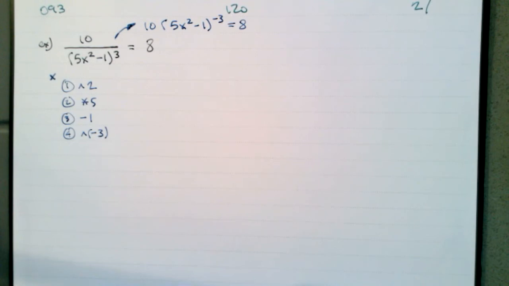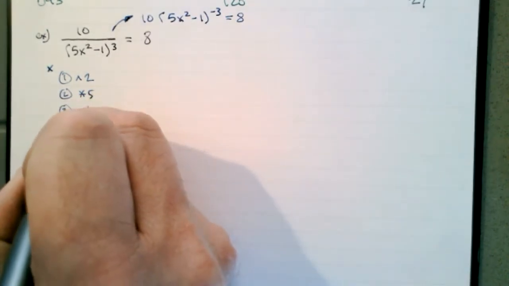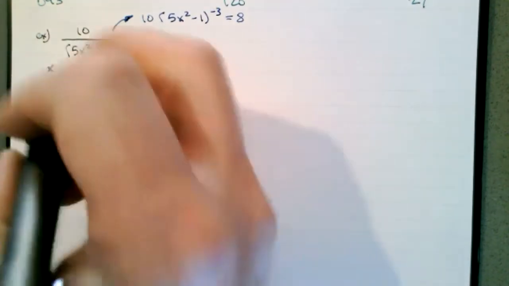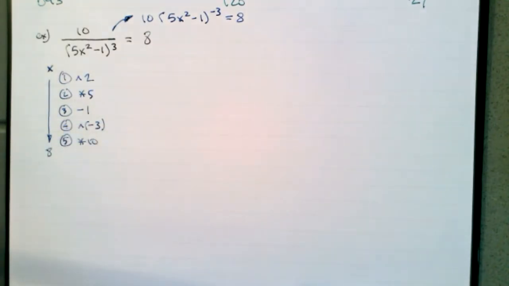Now I can just list a bunch of things that happen to the x. And then the last thing is that we multiply by 10. This is how x gets turned into 8 by a list of operations.